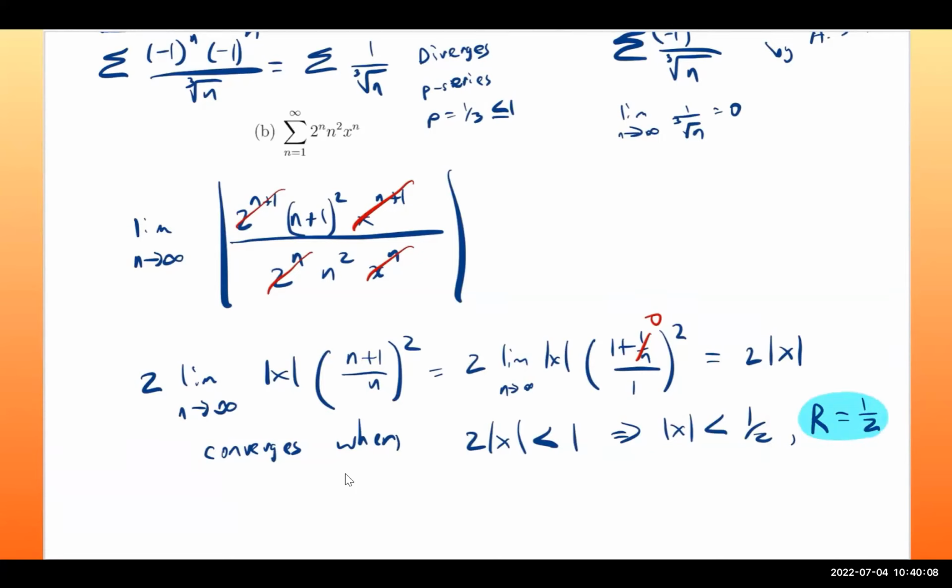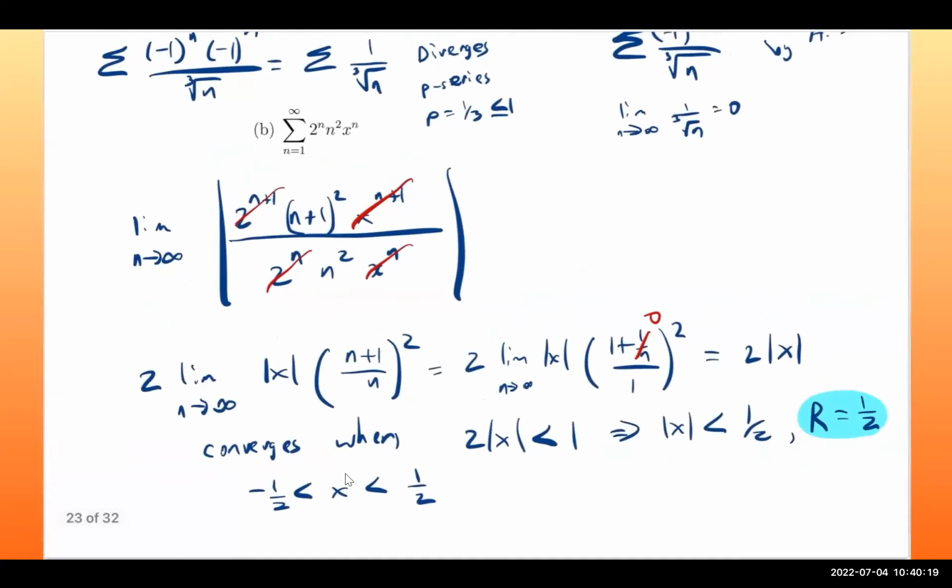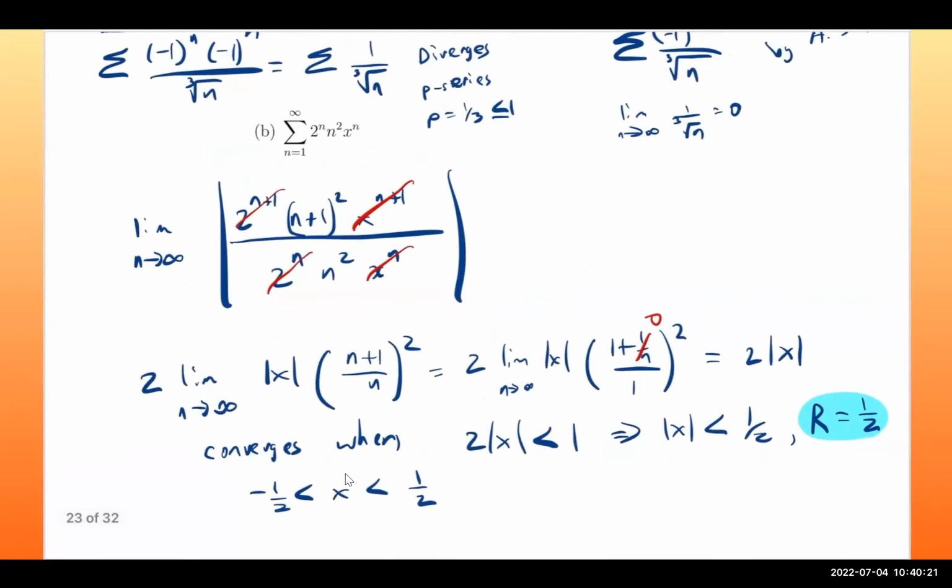Now we have to check the endpoints, which means we have to write this using the definition. We can write that as -1/2 on the left, +1/2 on the right. So the endpoints we have to check are -1/2 and +1/2. So let's check -1/2 first.